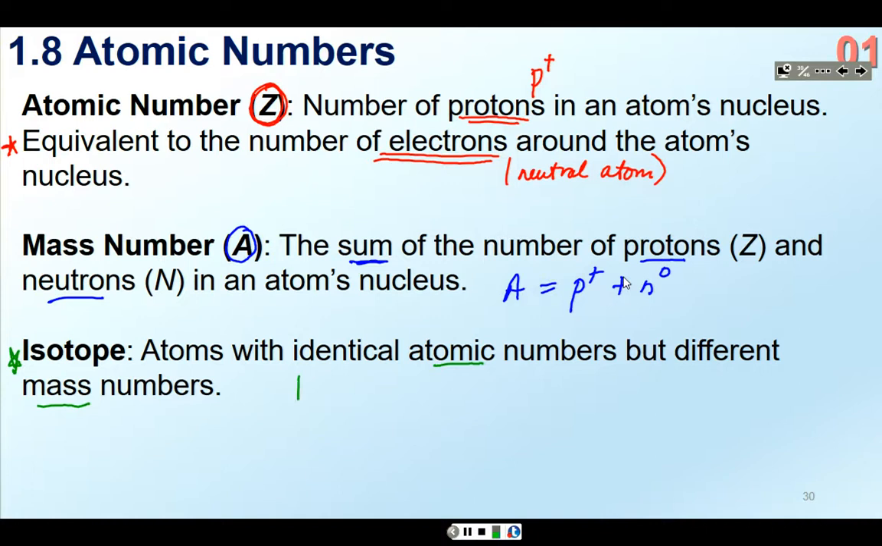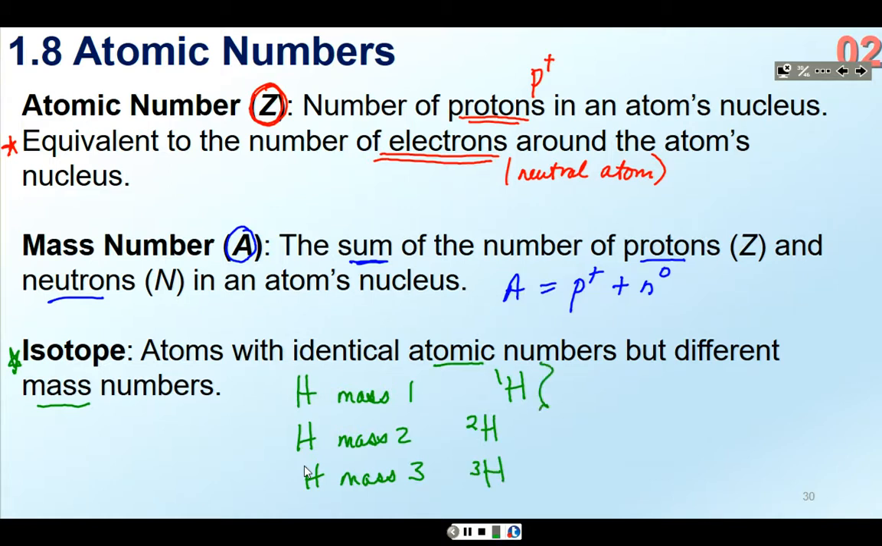So hydrogen with a mass of 1, and hydrogen with a mass of 2, and hydrogen with a mass of 3 all occur. The symbols look like this. Hydrogen with a mass of 1 has that symbol. Hydrogen with a mass of 2 puts a 2 up there in front. And hydrogen with a mass of 3 looks like this. These are all the same element. They're still hydrogen, but they're all isotopes of hydrogen. Okay, so we'll look at some more examples.